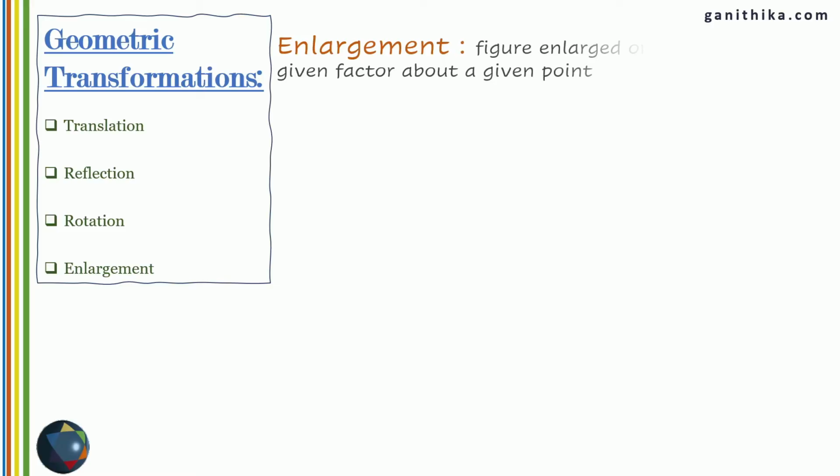Next is enlargement. The figure is enlarged or diminished by a given factor about a given point. According to the factor, whether it is greater than 1 or less than 1, the figure will be enlarged or diminished. Less than 1 will be diminished, greater than 1 will be enlarged. And this is only done on a figure, it cannot be done on every point. So if you have a figure like this, and the fixed point is the origin, you want to enlarge this figure about the origin, right?